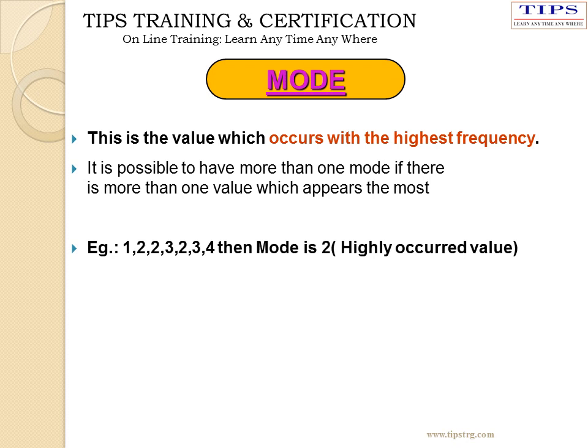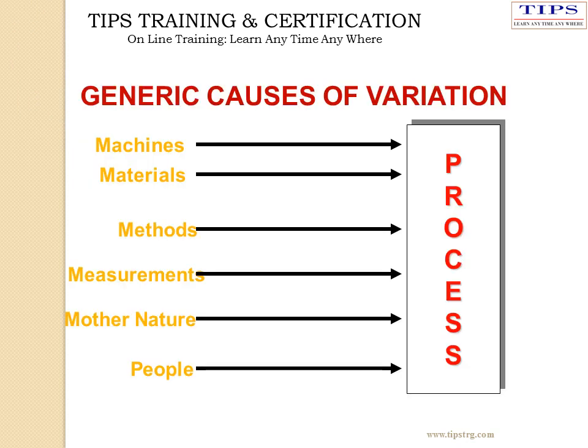Mode. This is the value which occurs with highest frequency. It is possible to have more than one mode if there is more than one value which appears the most. For example, 1, 2, 2, 3, 2, 3, 4. Now the most occurring value is 2, hence the mode value will be 2.